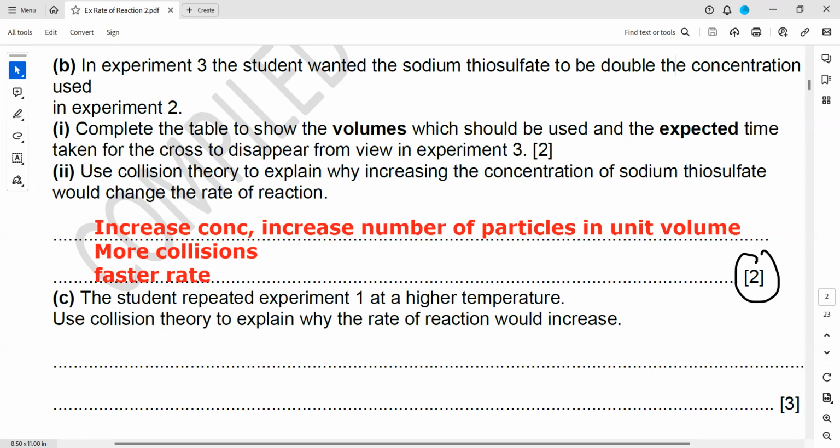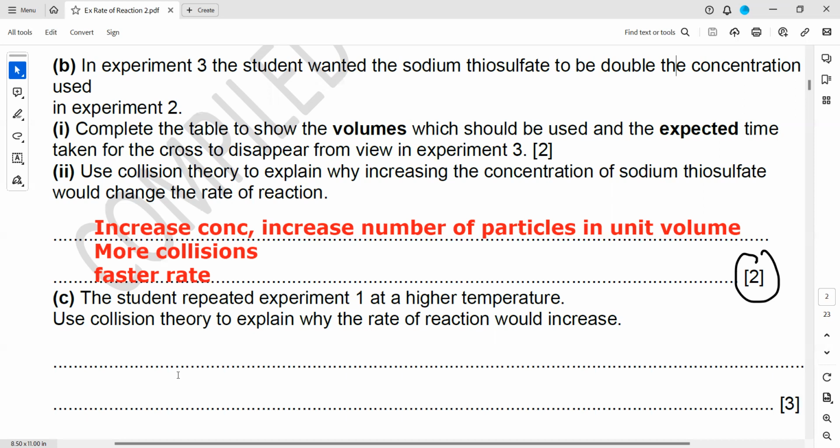One point: when we increase the temperature, the particles gain more energy, or the particles will move faster. The second point: when the particles move faster, there will be more successful collisions between the particles, or a greater number of collisions, or the collision frequency increases. And the third point: a greater number of particles have energy more than activation energy. And as a result, it will have a faster rate.